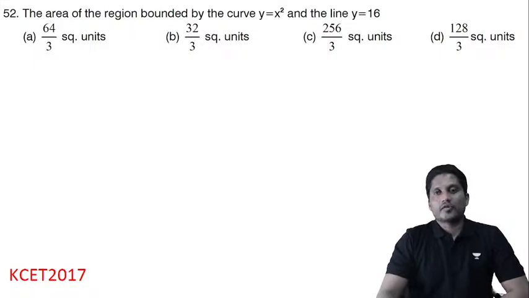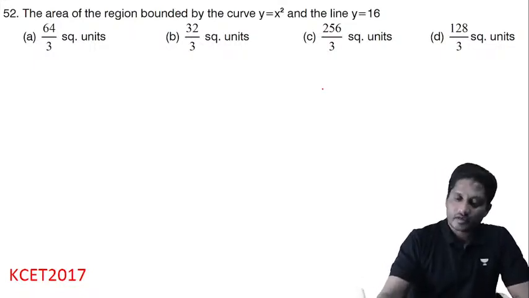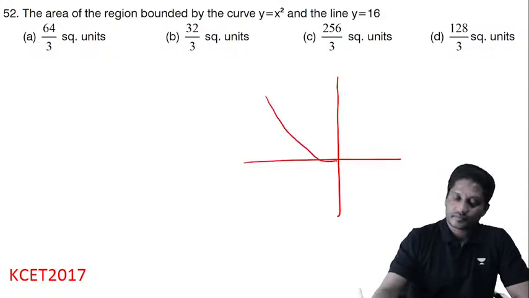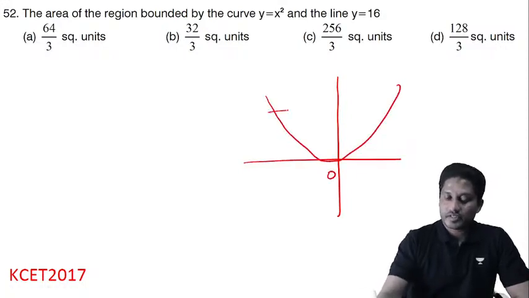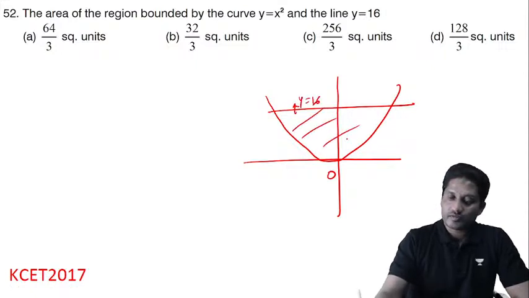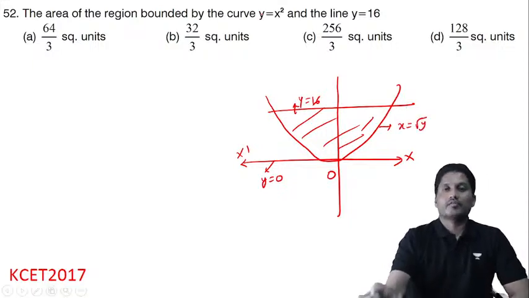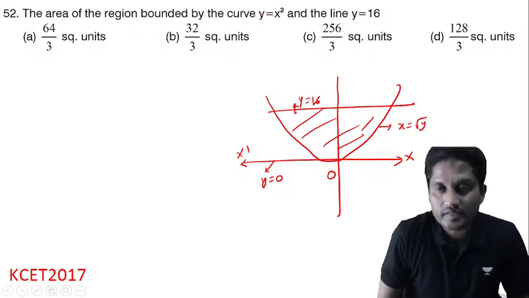The area of the region bounded by y equal to x square, or x square is equal to y, that is same upward parabola, okay, and y equal to 16. This area I'm supposed to find out. X-axis, right? Equation of x-axis is y is equal to 0. X square is equal to y, I'm writing x is equal to root y.